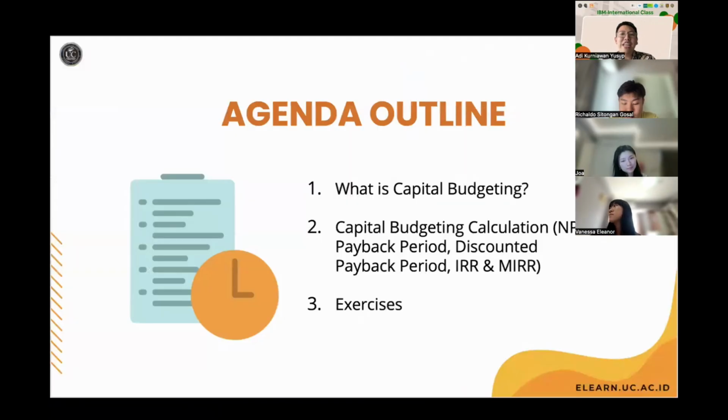So here is the outline of our agenda. The first one, we will learn about what is capital budgeting, and it will be continued with the capital budgeting calculation. We have several calculations: NPV, payback, discounted payback, IRR, and MIRR. After that, we will have exercises together.